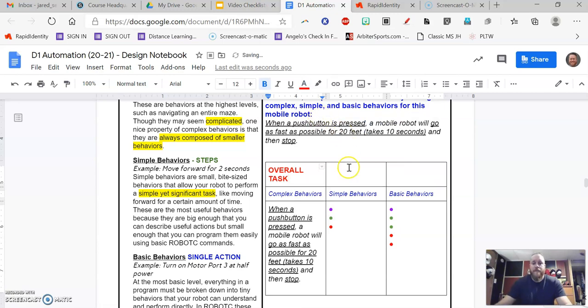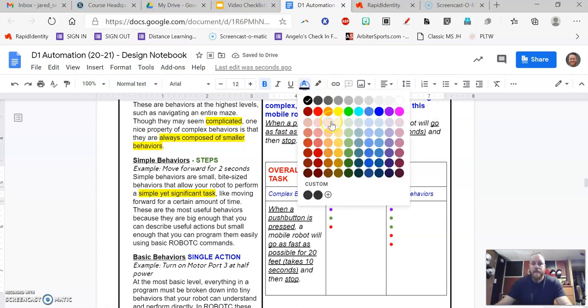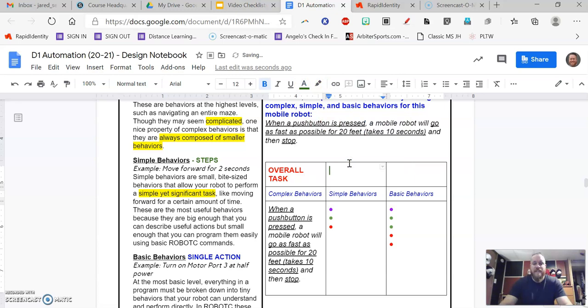Overall task. The simple behaviors, this I had in green, so the simple behaviors, these are the steps. And the basic behaviors are the single actions. Okay, so go ahead and label complex, simple, and basic behaviors by writing these right here above it. Pause your video and do that.